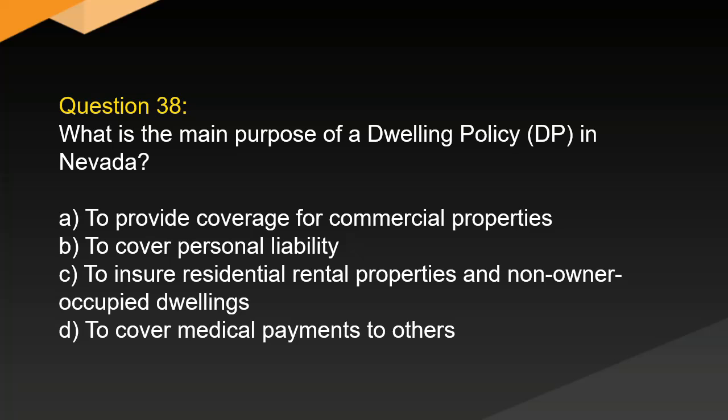Question 38. What is the main purpose of the dwelling policy, DP, in Nevada? A. To provide coverage for commercial properties. B. To cover personal liability. C. To insure residential rental properties and non-owner occupied dwellings. D. To cover medical payments to others.